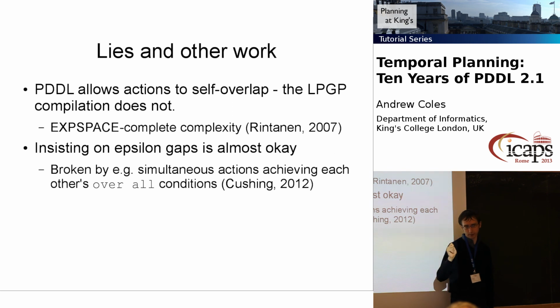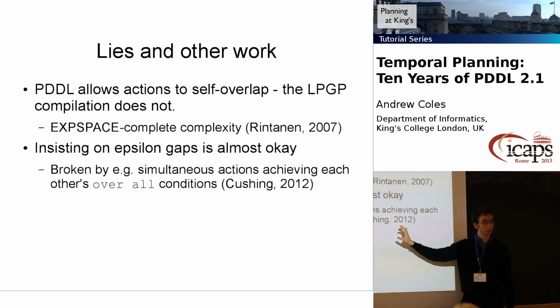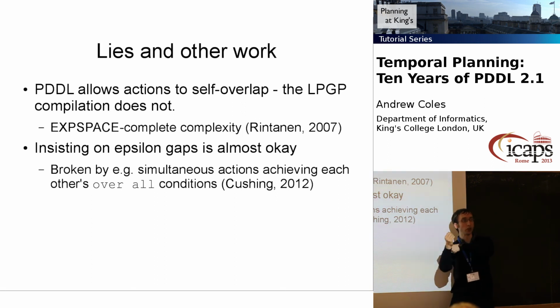The second thing is, putting these epsilon gaps in temporal planning is almost okay. They're saying we have this underlying sequential-like structure, and we're going to put epsilon gaps in. That's not strictly always possible with PDDL. So there are some interesting corner cases. For instance, if we start an action A at the same time as we start an action B, then it is quite legal for the start effects of action A to satisfy the overall conditions of action B, and for the start conditions of B to satisfy the overall conditions of action A. So essentially they satisfy each other's overall conditions.